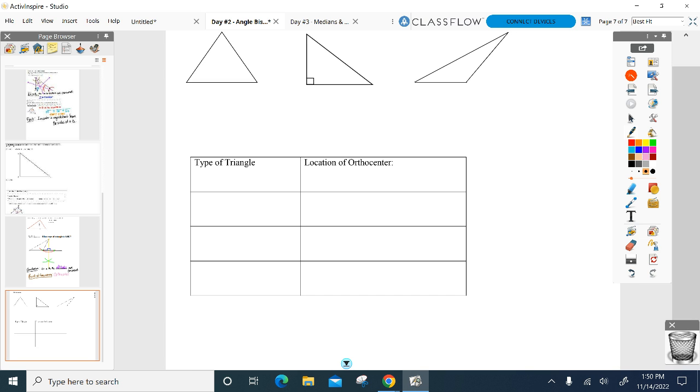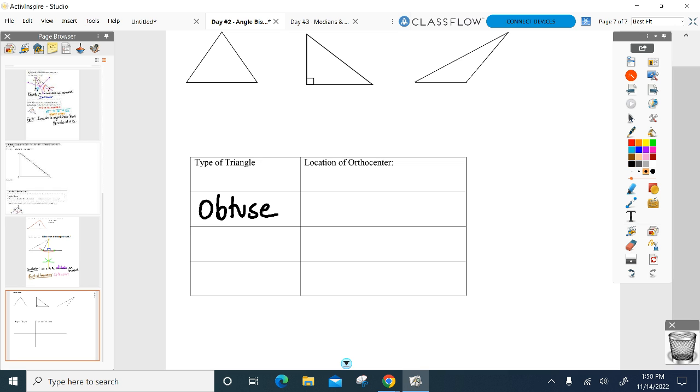There's nothing special about it, but you should know where it is. All right, so there's 3 types of triangles based on angles. Name a triangle based on its angles. We just went over the obtuse triangle. So let's talk. If the triangle is obtuse, where is the orthocenter going to be located?